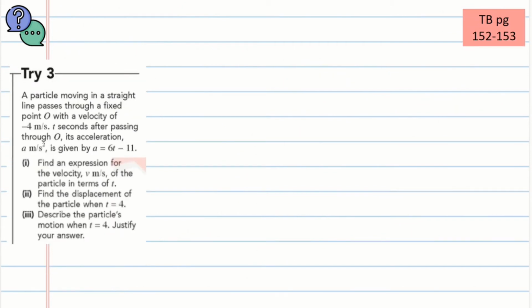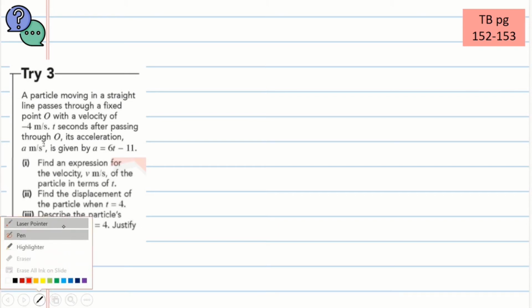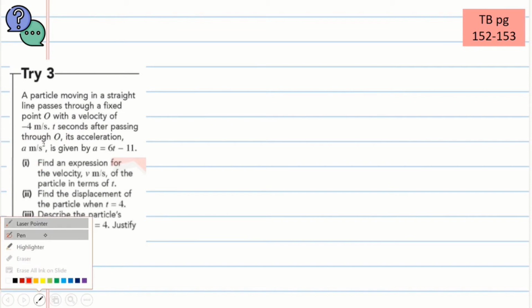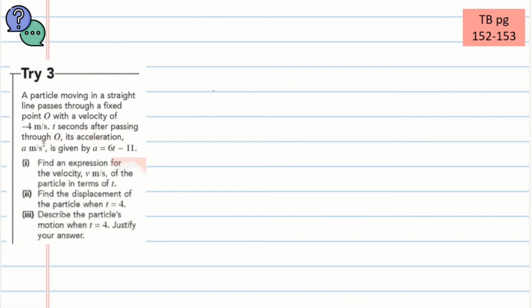We will now take a look at Try 3 that's found in your textbook from page 152 to 153. So let's read the question. It says that a particle moving in a straight line passes through a fixed point O with a velocity of negative 4 meters per second. So when it passes through the fixed point O, that is where time is taken to be 0. So when t is equal to 0, let me draw it out.